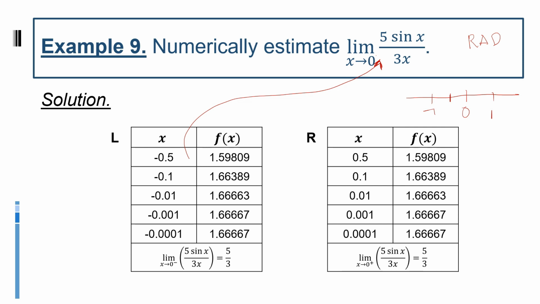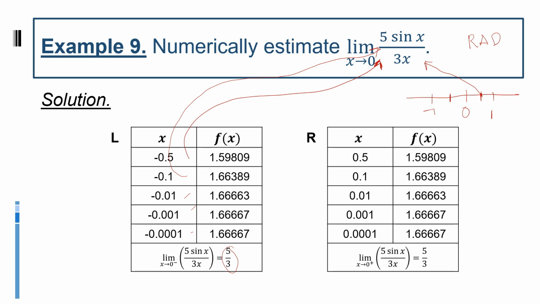Okay, so plugging in negative 0.1, here we have 1.66389. Then, up to negative 0.001, that will give us 1.6667. Or in fraction form, that is approaching 5/3. On the other side naman, gamitin natin yung 0.5. So, plugging in, we have 1.59809.